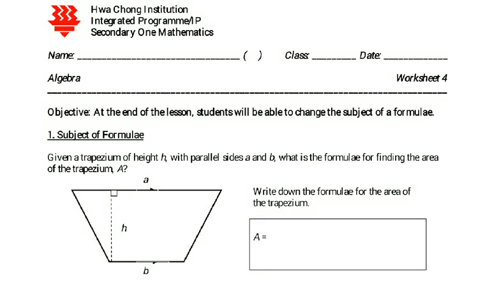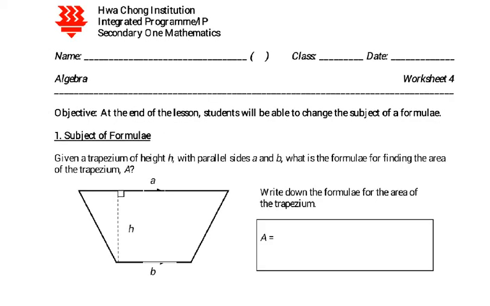In this lesson, you will learn how to change the subject of the formula. Now in primary school, you learn that if you have a trapezium of height h with parallel sides A and B, what will be the formula for finding the area? So we know the area is half times height times the sum of the two parallel sides.